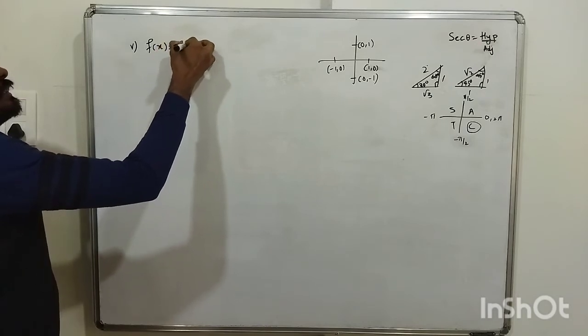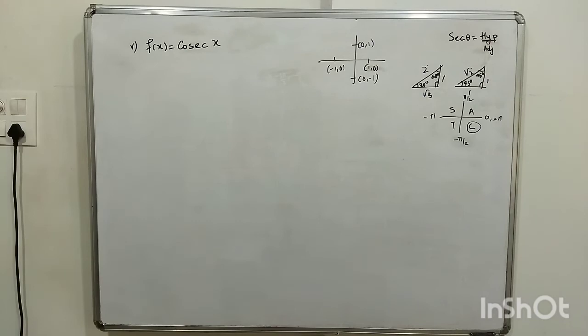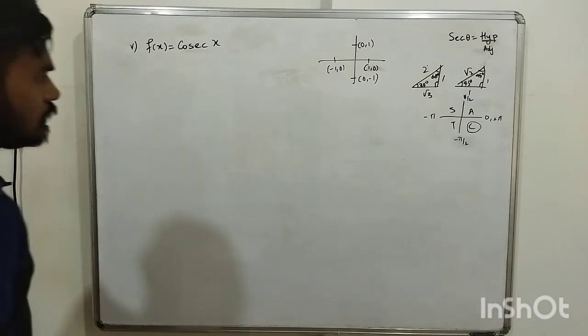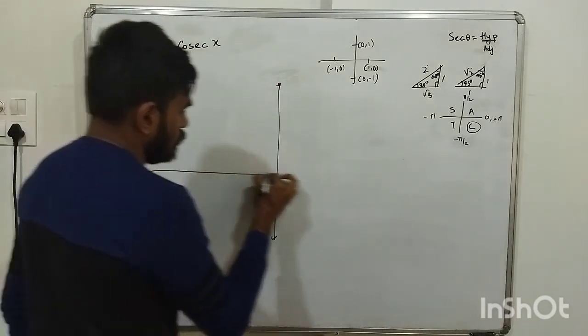f of x is equal to cosec x. So the last one we'll do, and then we'll stop. So how will it be this? Again, I'll do it fast now. I have understood this now.